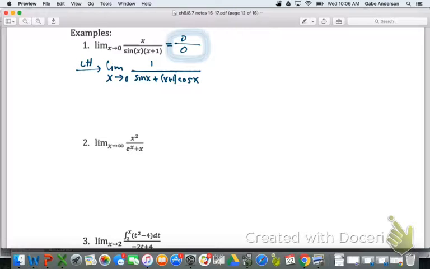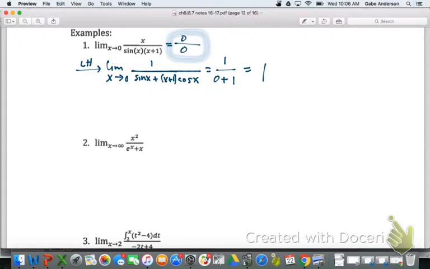So when you do that, what do you get? The top is 1. In the denominator, sine of 0 is still 0, plus, and then it would be 1 times 1, right? So 0 plus 1 would just give us 1 over 1, or 1.